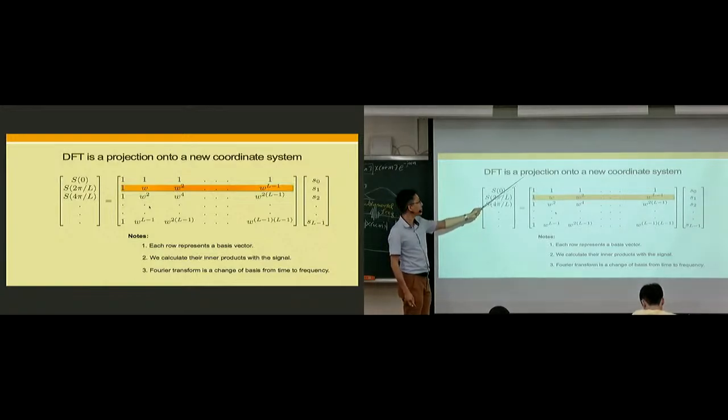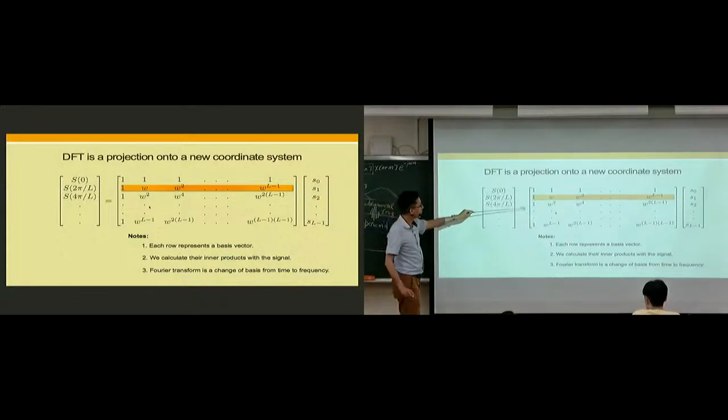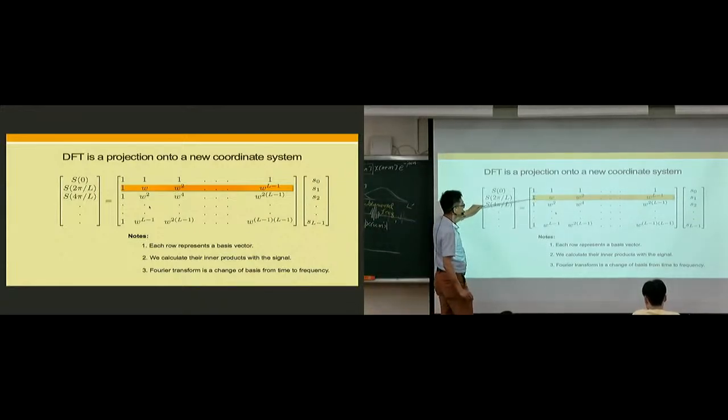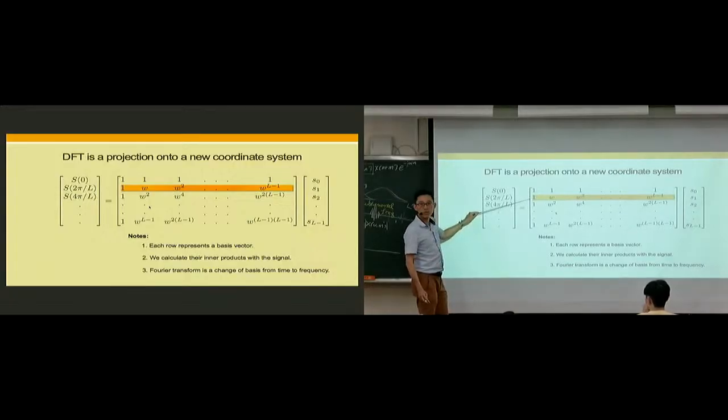DFT it is. It is a projection onto a new coordinate system, and this is what we're doing. Suppose that we want to evaluate big S at this frequency, taking this second element, for example. When you want to evaluate the spectrum at the first frequency, you end up calculating the sum of products. You have your signal as a column vector, and you take this second row and calculate the inner product.